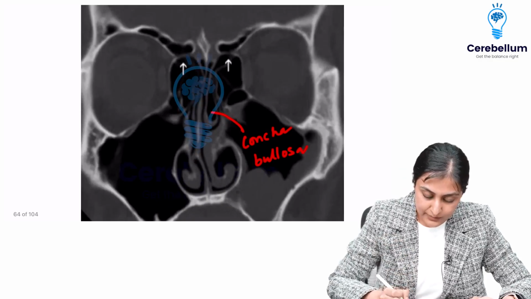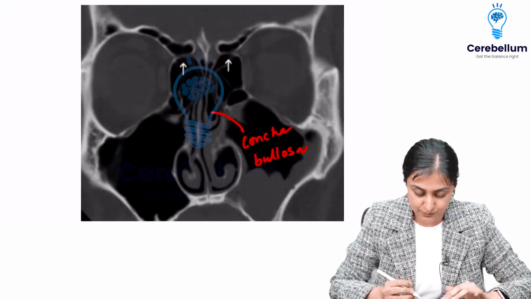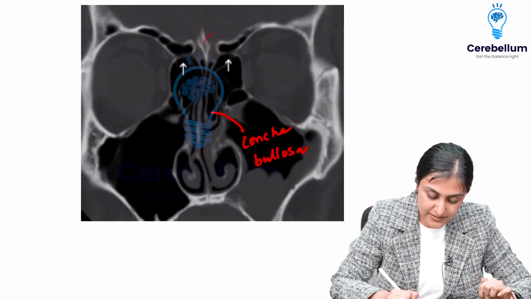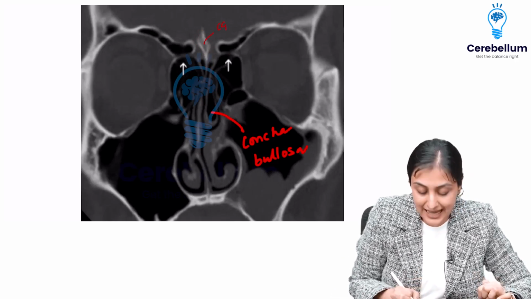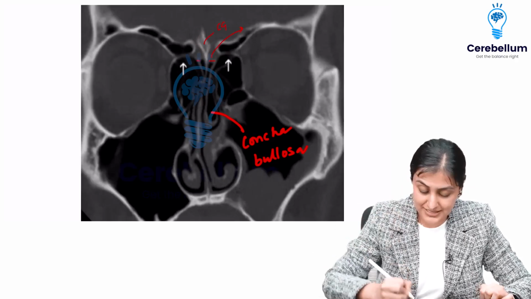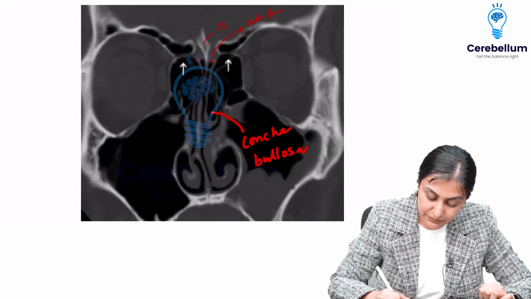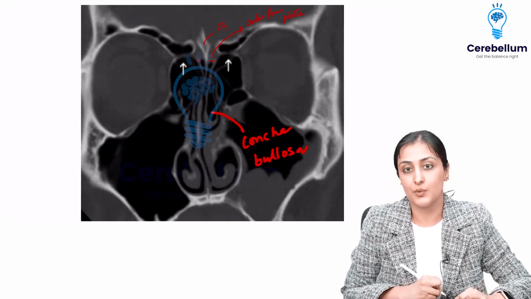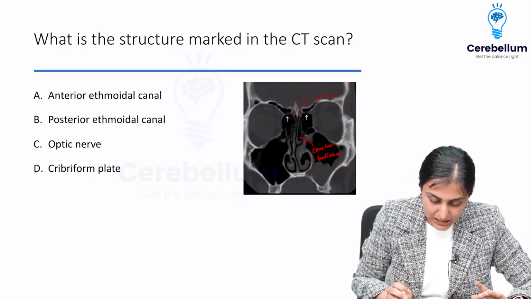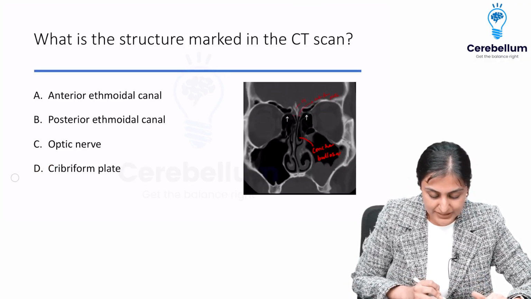Now look at what they have pointed towards. First of all, what is the cribriform plate? This central piece of bone that you see here is the crista galli, and the two thin plates of bone, the roof of the ethmoid sinus, are the cribriform plate. So this is the cribriform plate surrounding the crista galli. So what has been marked, it's clearly not the cribriform plate.